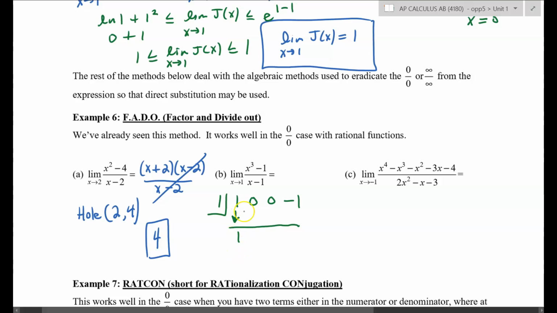1 times 1 is 1. Add these together and I get 1. 1 times 1 is 1. Add. 1 times 1 is 1. Add and I get 0. What does that tell me? It tells me that x minus 1 was a factor of that. So I know that I have an x minus 1 on top.